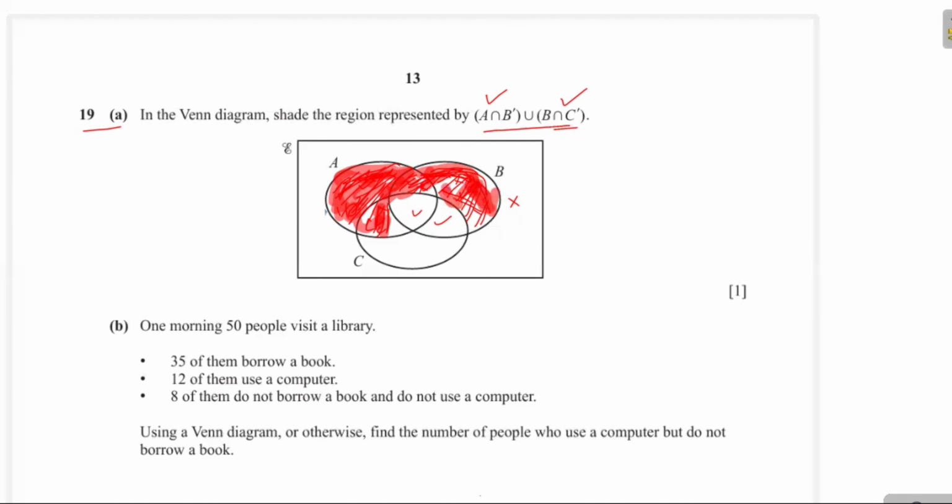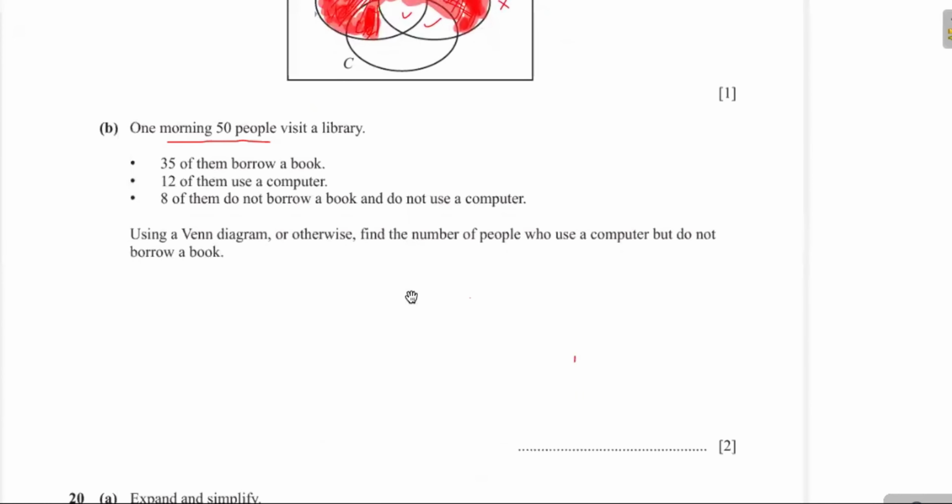And now move to the next part of this question. In part B, in the morning 50 people visit a library, 35 of them borrow a book, 12 of them use a computer, 8 of them do not borrow a book and do not use a computer. Use a Venn diagram or otherwise find the number of people who use a computer but do not borrow a book.